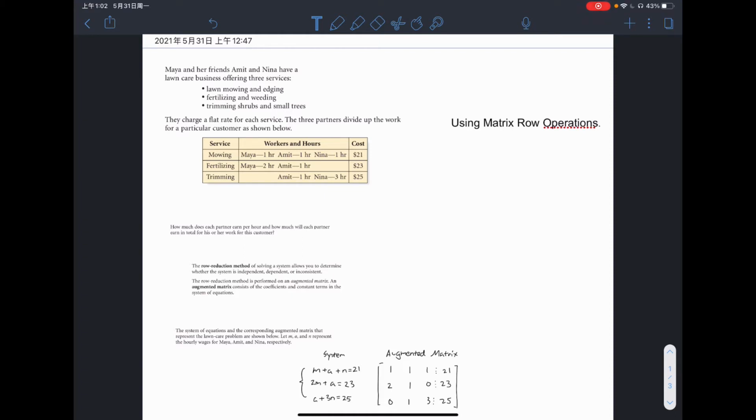The row reduction method is performed on an augmented matrix. An augmented matrix consists of the coefficients and constant terms in the system of equations.